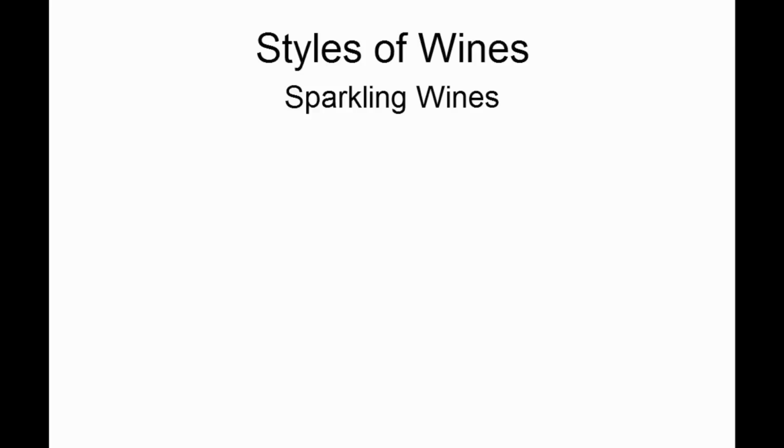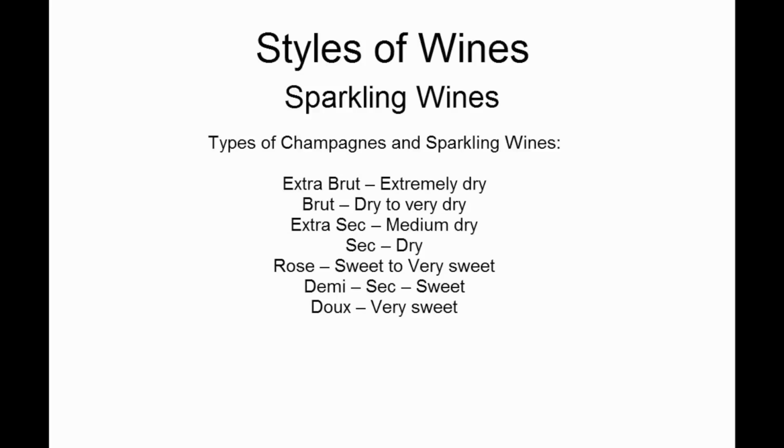There are several different types of sparkling wines, and here are a few you should be aware of. Extra brut refers to extremely dry. Brut means dry to very dry. Extra sec means medium dry. Sec means dry. Rosé means sweet to very sweet. Demi-sec means sweet. You should know the difference between the types of champagne so that you can determine what a sparkling wine may be like without tasting it.